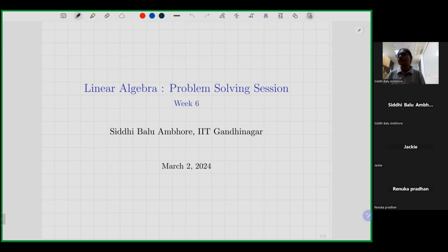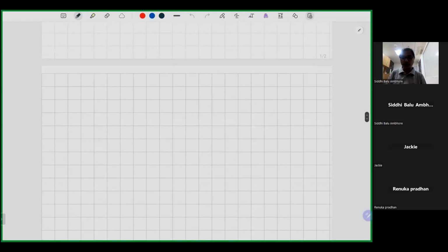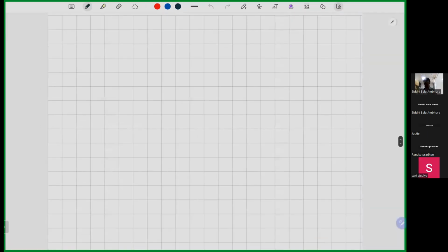I'm Siddhivalu Ambore from IIT Gandhinagar, and today we will discuss problems related to the topics from the week 6 syllabus, and that is problems related to row operations, rank of a matrix, matrix inverses, and determinant. So we will start with our first problem.